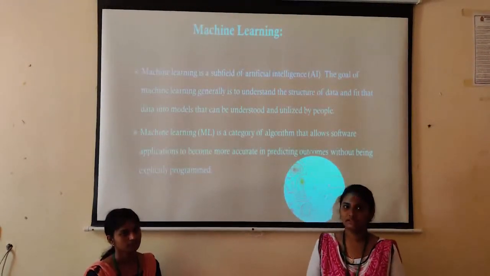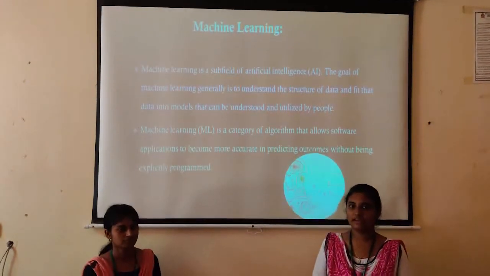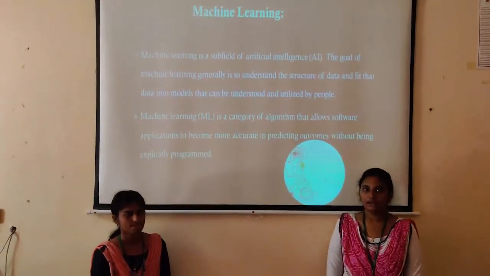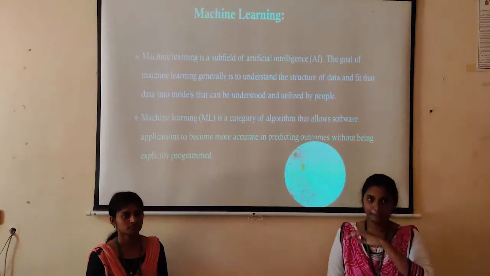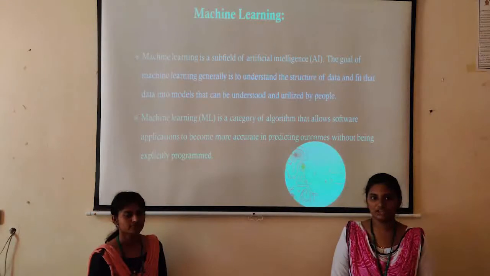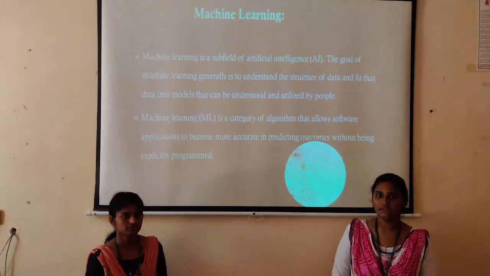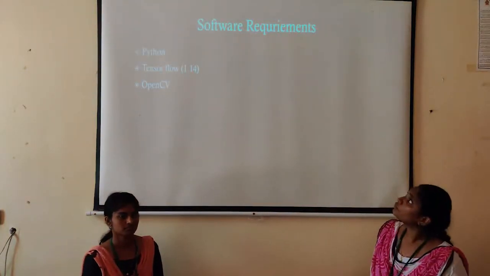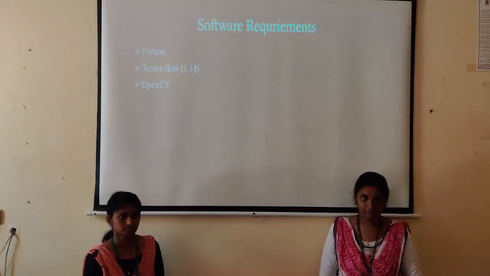Machine learning is a subfield of artificial intelligence. The goal of machine learning is generally to understand the structure of data and transform data into models that can be understood and utilized by people. Machine learning is a category of algorithm that allows software applications to become more accurate without being explicitly programmed. Next, we move to software requirements: Python, TensorFlow, and OpenCV.